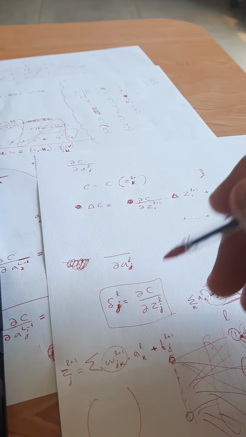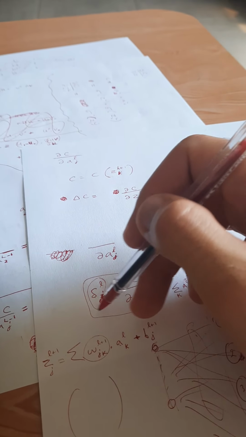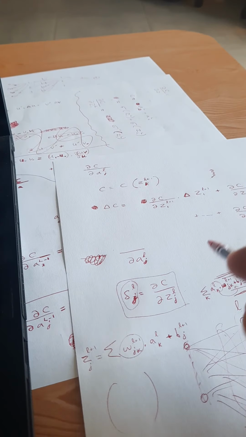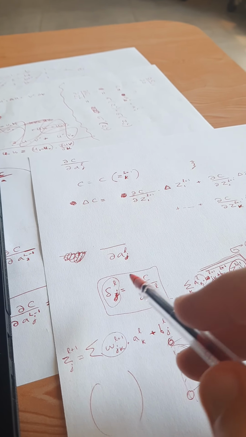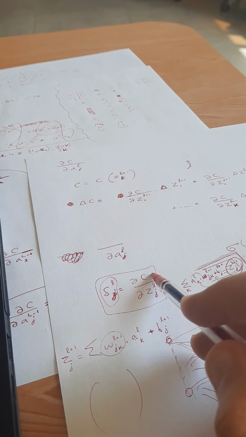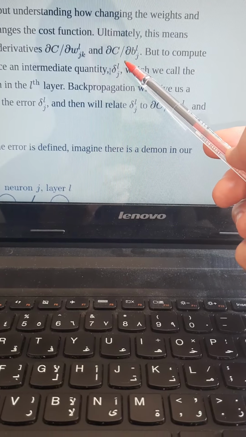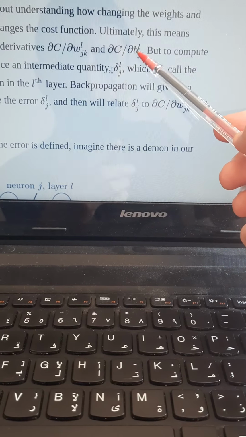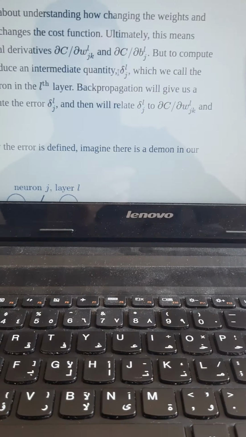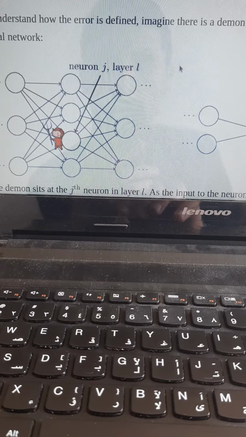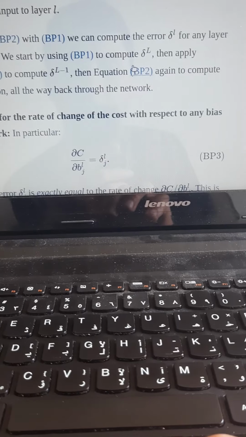Now, we are pretty much interested in knowing all these values because from this delta, I guess from the third or fourth equation, we are going to see how to relate this error to the partial derivative of c over the weights and biases for the same j neuron of the L layer. Now let's go ahead and check the third equation, BP3. BP means backpropagation 3.